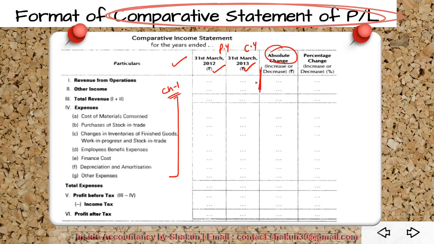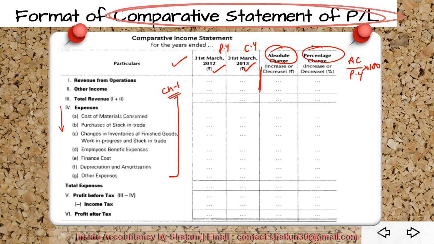Then you calculate the absolute change, whether there is an increase or a decrease, in the same way as we did in case of balance sheet. And then we calculate the percentage change, which is equal to the absolute change upon previous year into 100. So there is not much difference between a comparative statement of P&L and the comparative balance sheet, because the same format is followed. The only difference will be that in the particulars column there will be a change in the format. Rest, we have to apply the same method.